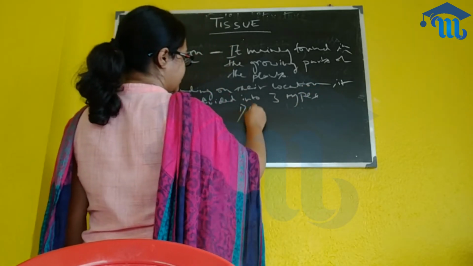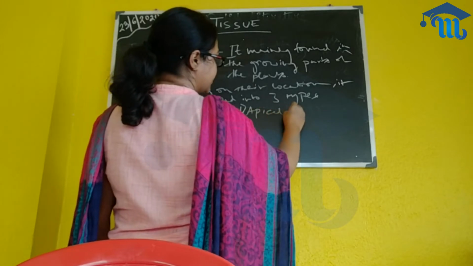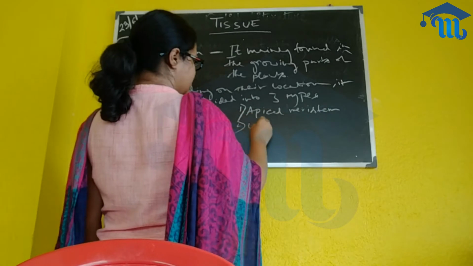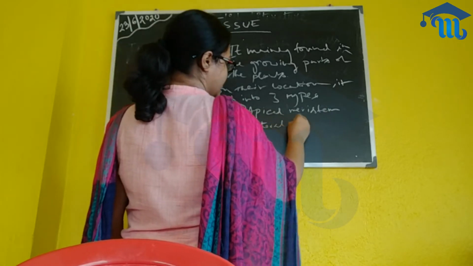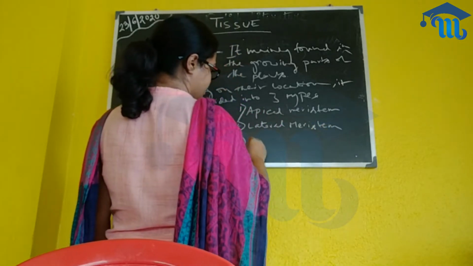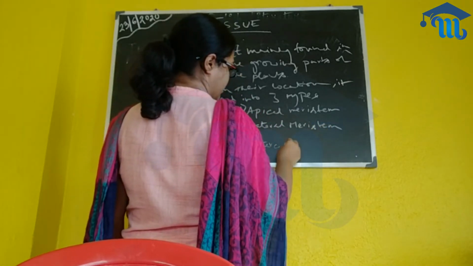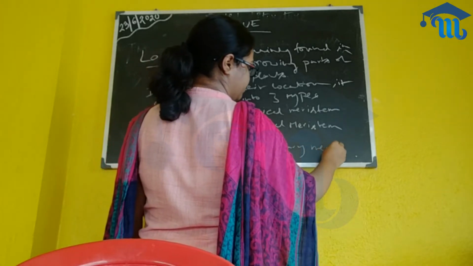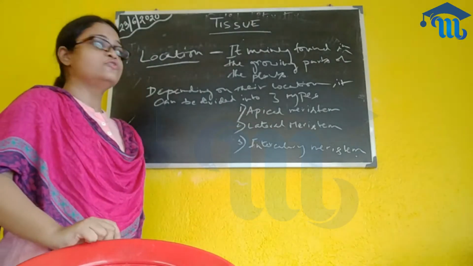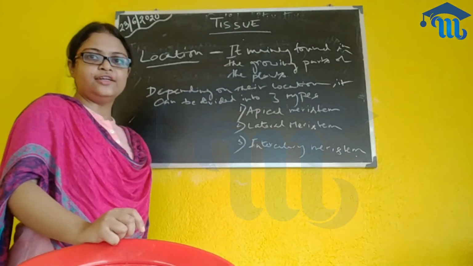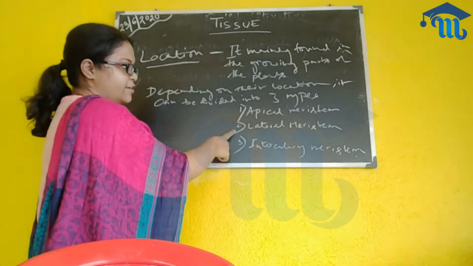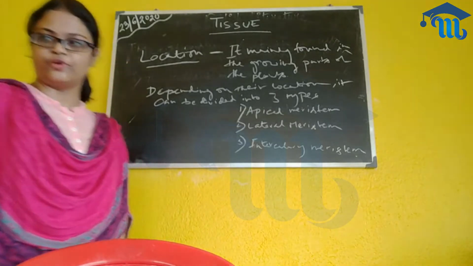The first one is apical meristem. The second one is lateral meristem. And the third one is intercalary meristem. Now I will draw a picture so that you can understand clearly what is apical meristem, what is lateral meristem, and what is intercalary meristem.